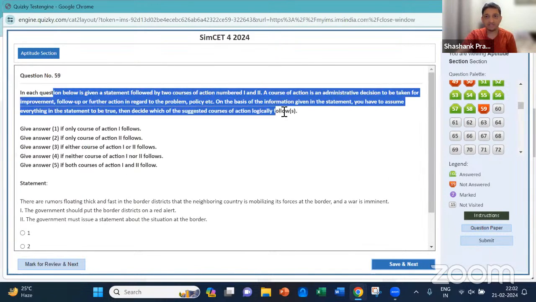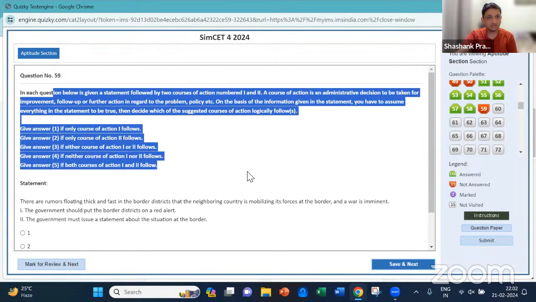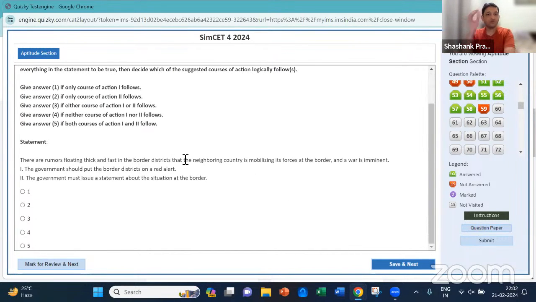2 courses of action. There are rumors floating thick and fast in the border districts, neighboring countries mobilizing its forces. Rumors हैं. Should put the border districts on red alert. Issue a statement about the situation at the border. रूमर है तो उसके लिए स्टेटमेंट इशू करने का जरूरत नहीं है. I believe I will go for only one and just make sure that the borders are fortified.